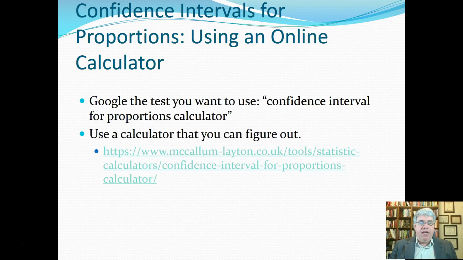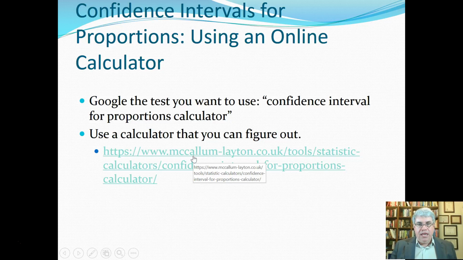And then they often have an uncertainty limit, and that is the 95% confidence interval that depends on how many people are going to vote for them. So one of the easiest ways is to use a confidence interval for proportions calculator online, and that's easier than using Excel. You just Google confidence interval for proportions calculator, something like that. And here's one that comes up that's pretty easy to use.